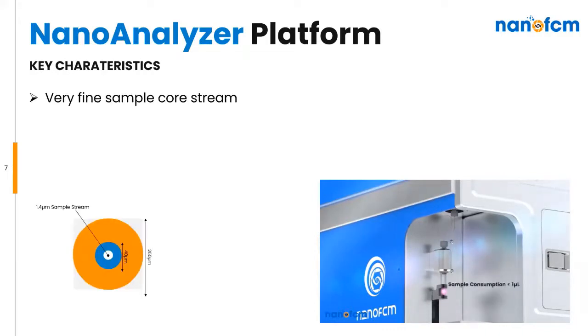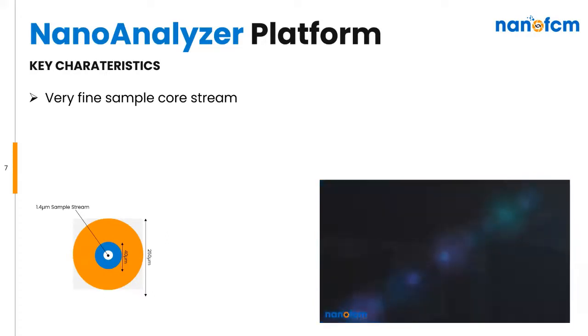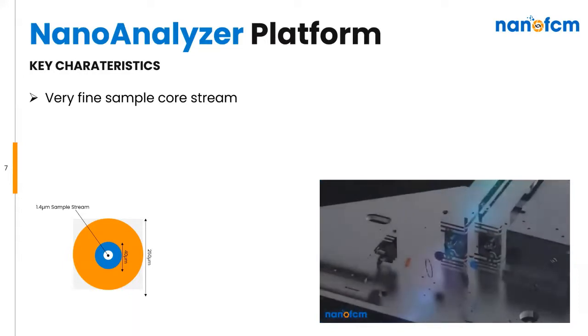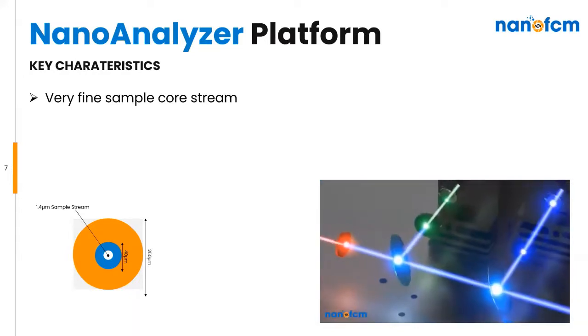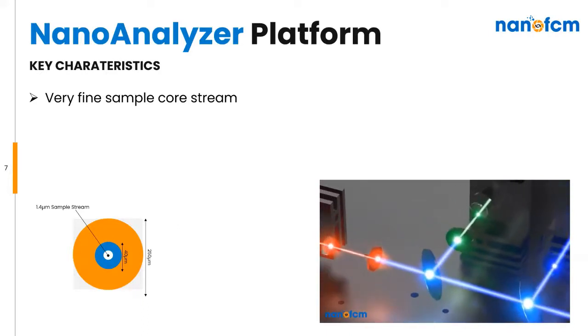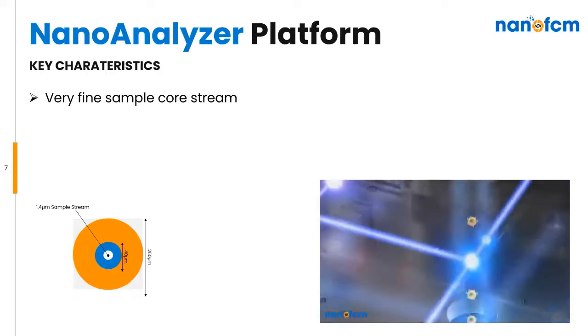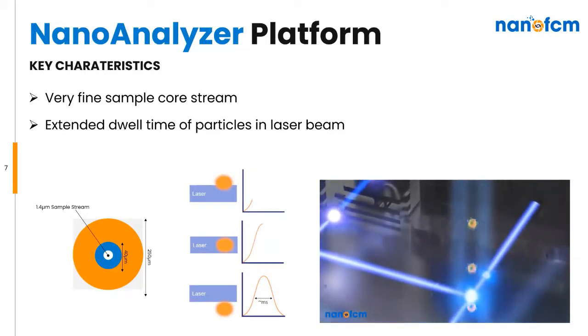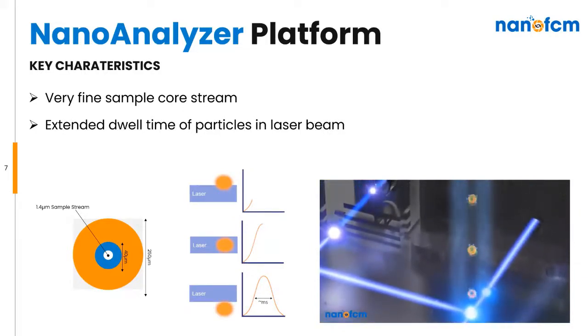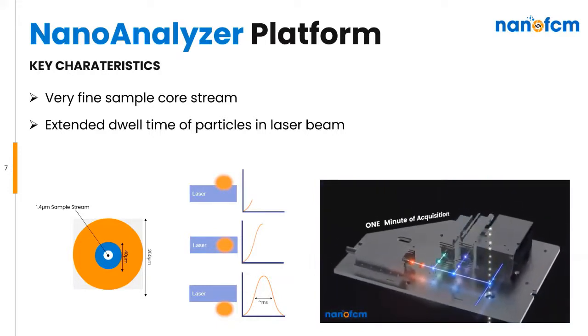So in the Nanoanalyzer, the sample fluid is hydrodynamically focused to a very fine stream, approximately 1.4 micrometers, via the gravitationally fed sheath fluid, and this ensures individual particle measurement and prevents swarming from happening. The transit time of the nanoparticles passing through the laser is extended to milliseconds, and this leads to a longer dwell time and increased photon generation for detection by our detectors.